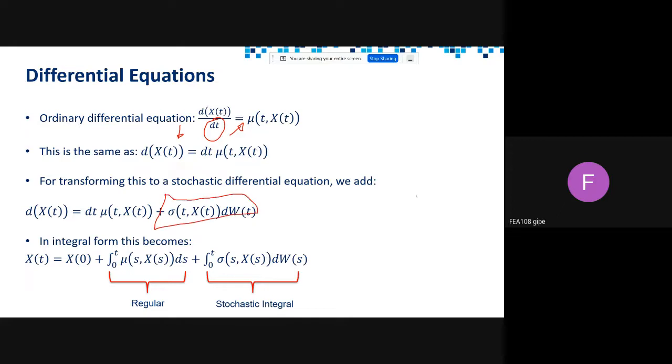Sorry, this is the best I could draw with a mouse. And then when I do an integration of this from 0 to t, this is what I get. And till this part, everything is the same. This is the part where things are different, and this is the stochastic integral. Is that okay?